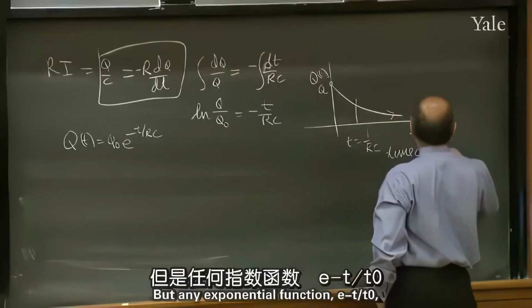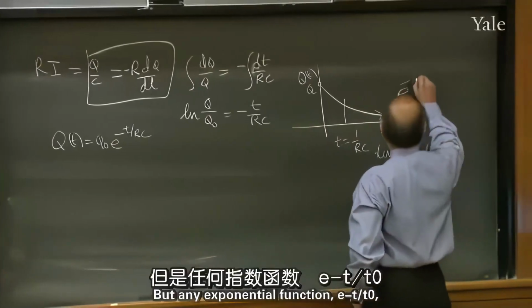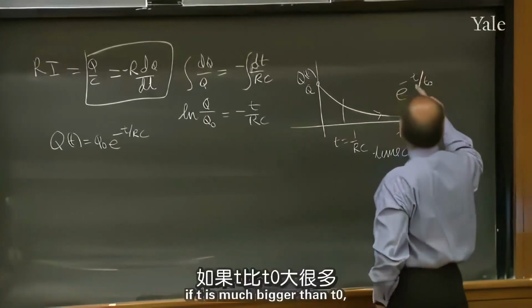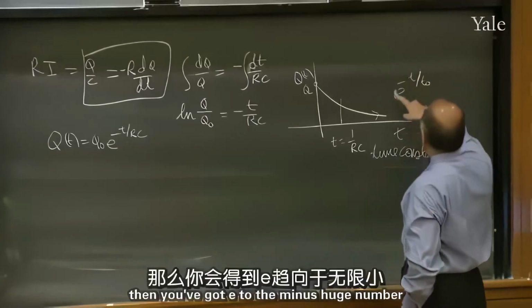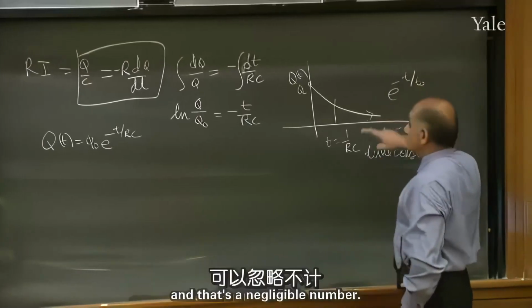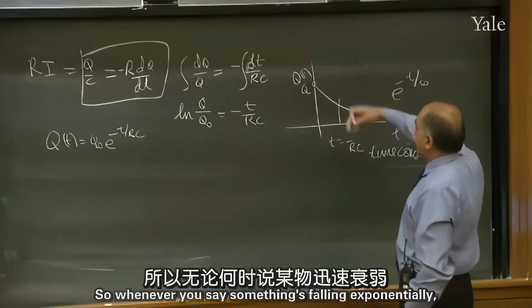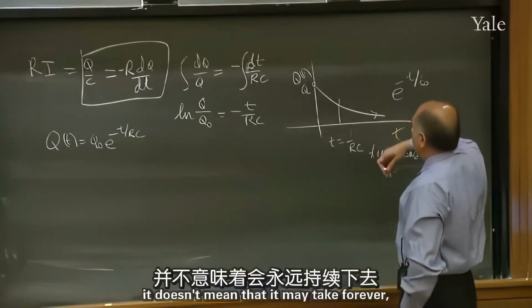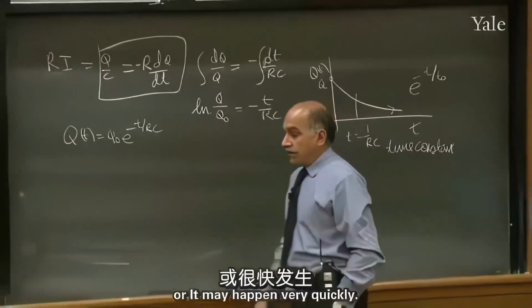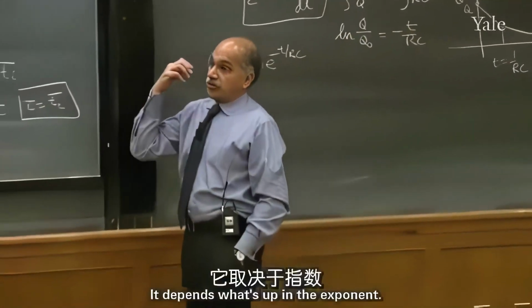For any exponential function, e to the minus t over some number t naught, if t is much bigger than t naught, then you get e to the minus a huge number, and that's a negligible number. So whenever you say something is falling exponentially, it doesn't mean that it may take forever, it may happen very quickly. It depends on what's up in the exponent.